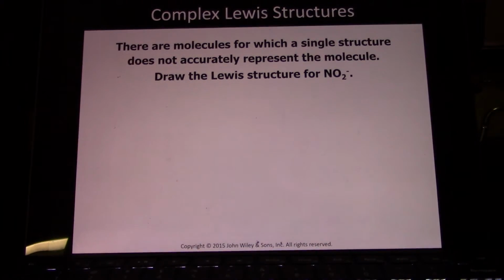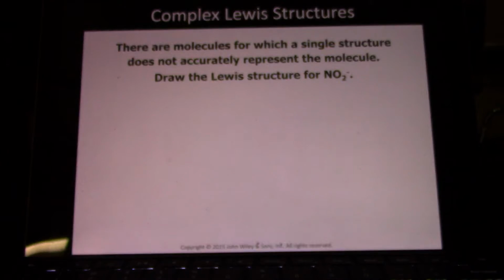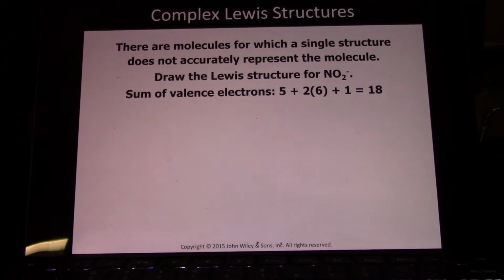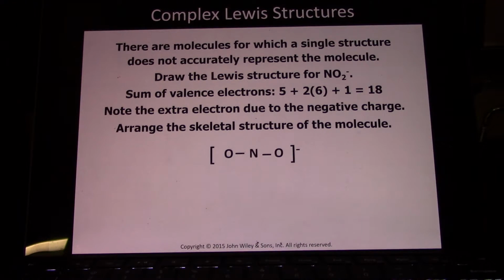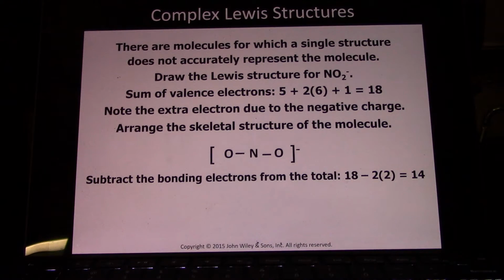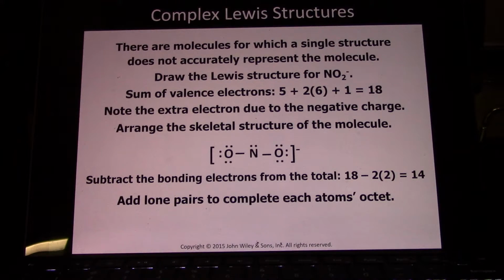Here we finally have a negative charge. So when we do the Lewis dot structure for nitrite, you get 5 for the nitrogen, 6 for each oxygen, but then 1 more for the extra electron to have 18 total electrons. And now we draw our skeletal structure. We've used up 4 electrons. We have 14 left. We place them around. And is that a good structure?